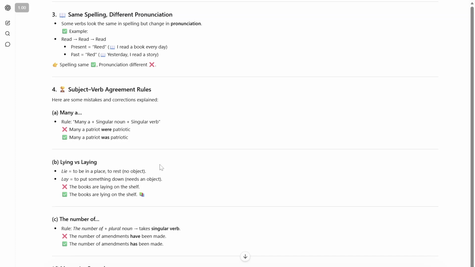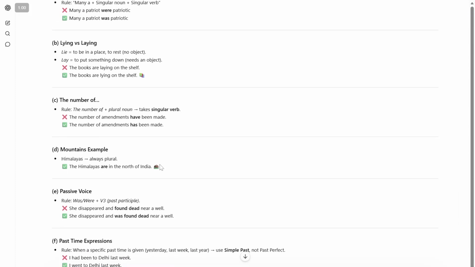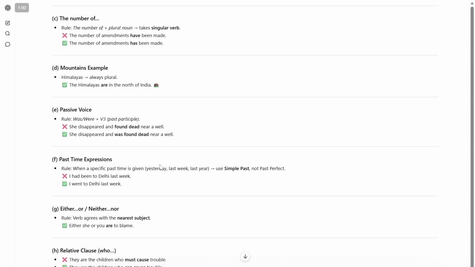E. Passive voice. Rule: was or were plus V3, the past participle. Wrong: She disappeared and found dead near a well. Correct: She disappeared and was found dead near a well. F. Past time expressions. Rule: when a specific past time is given, yesterday, last week, last year, use simple past, not past perfect. Wrong: I had been to Delhi last week. Correct: I went to Delhi last week.